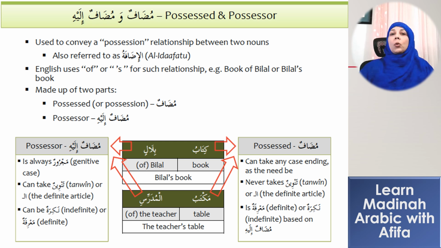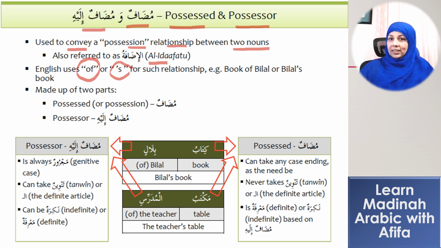So let's do a quick summary of the Mudaf and the Mudaf ilayhi construction, in English called the possessed and the possessor. So we said this type of construction is called al-idafa and it is used to convey a possession relationship between two nouns. In English it is represented by the "of" or the apostrophe s used, for example, book of Bilal or Bilal's book. So it shows possession, that the book belongs to Bilal.